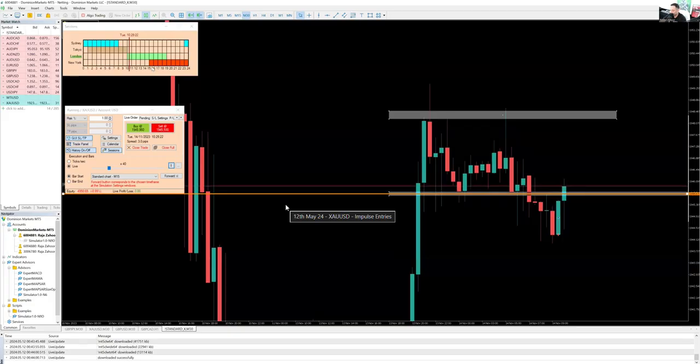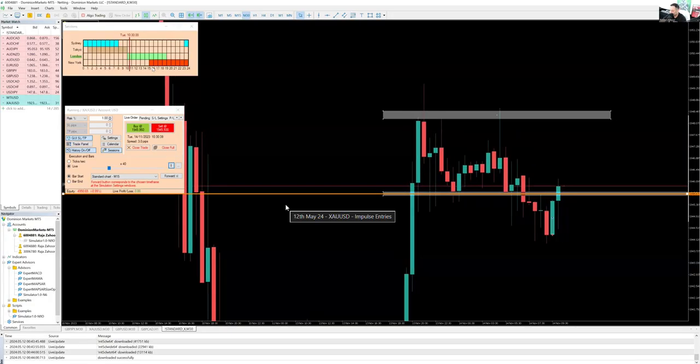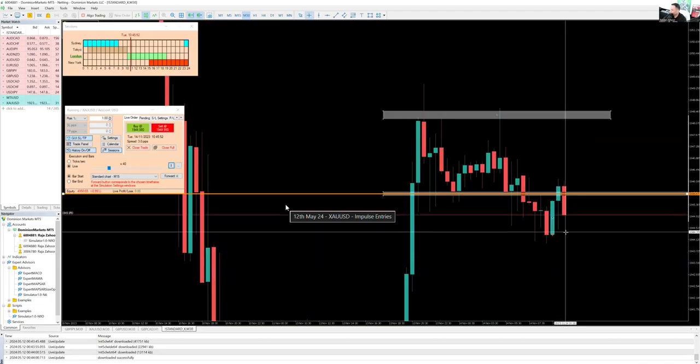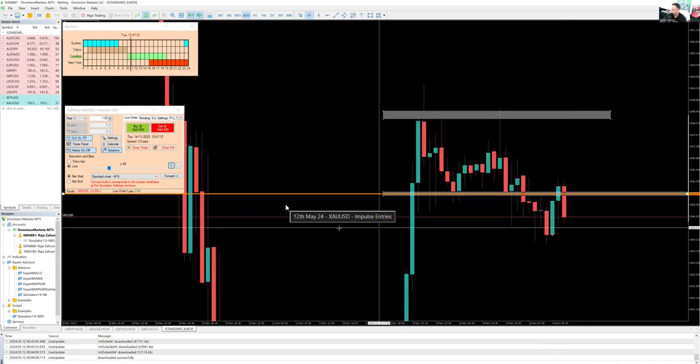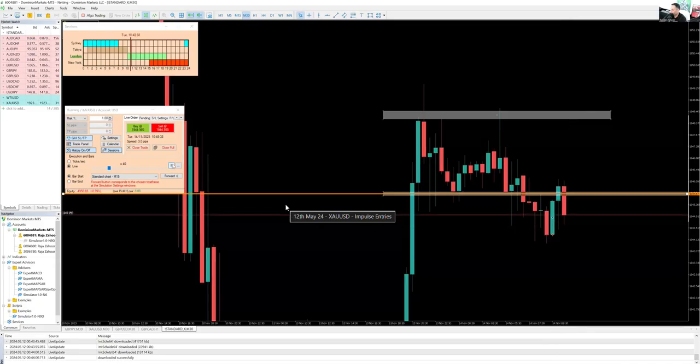Let's see here. Nothing. Absolutely nothing at all. Should have waited for a break of the previous low. Yeah, I should have waited for the break of the previous low, but at the same time, I was confident we could continue pushing down with volume, but it didn't really happen. So what can we do?